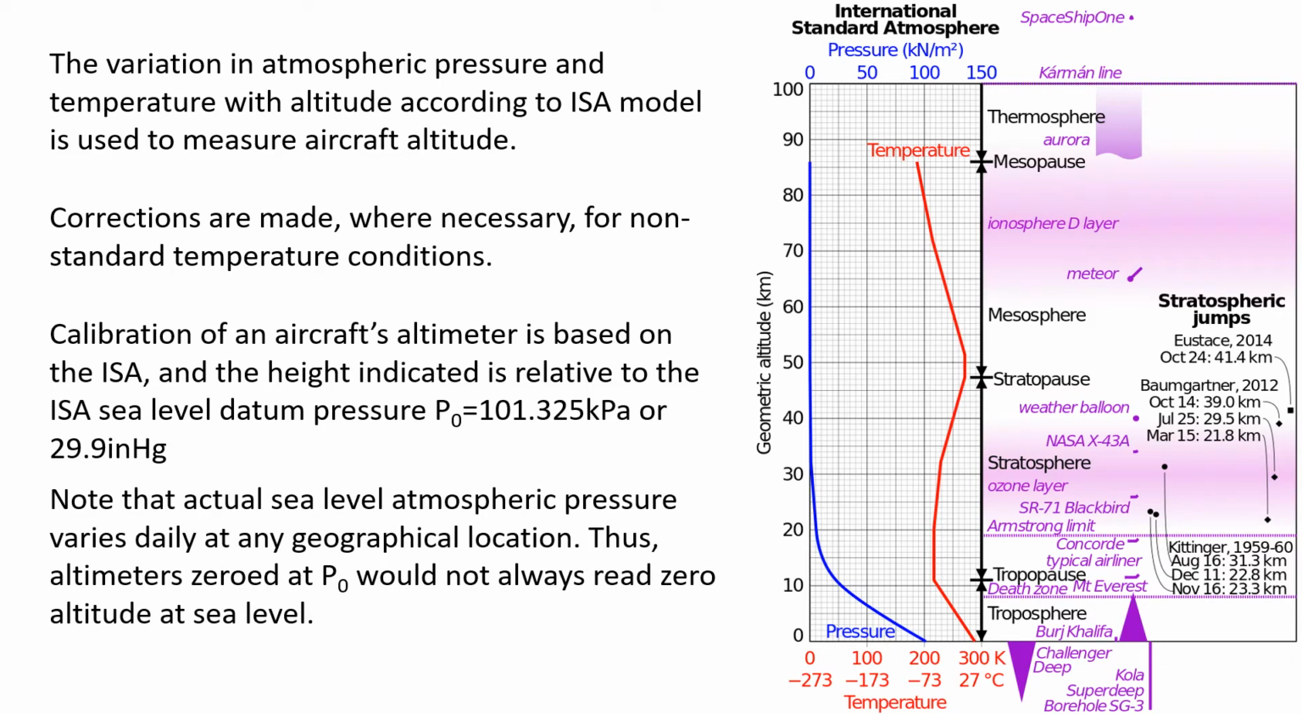We also need to know that actual sea level atmospheric pressure varies daily at any geographical location. Therefore, altimeters zeroed at P0, which is for example 29.9 inch mercury, would not always read zero altitude at sea level, because the actual sea level atmospheric pressure is not the P0 at which we did the calibration.